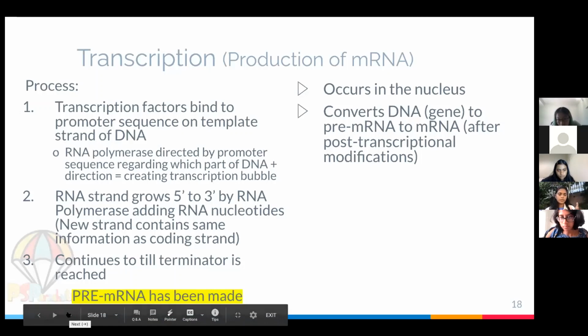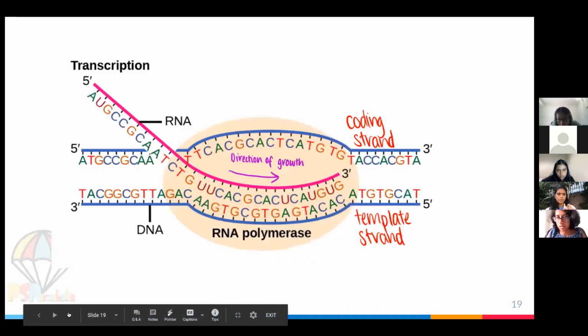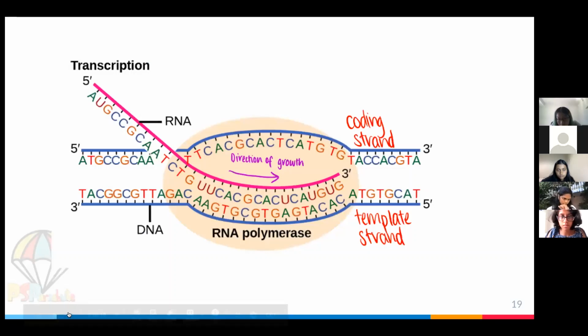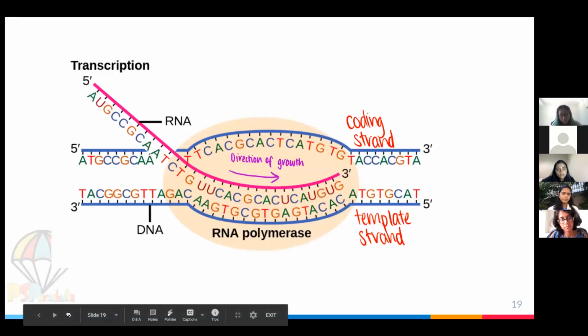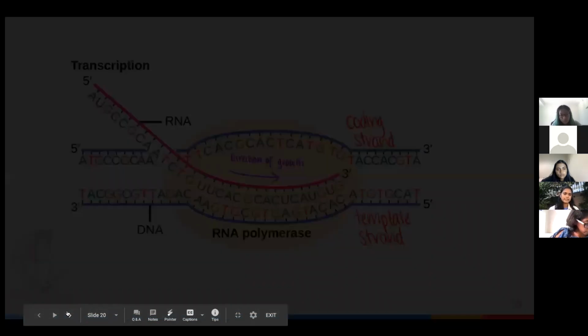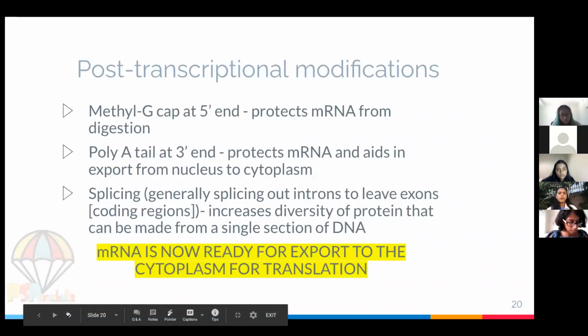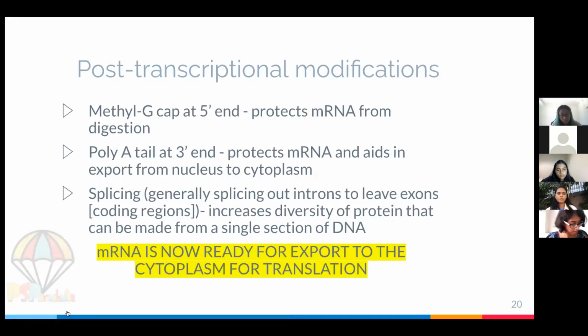And then if we were to go to the next slide, so that's the production of the pre-mRNA. Next slide. Okay, so post-transcriptional modifications are what convert pre-mRNA into mRNA for that mRNA to then be sent to the ribosome to actually produce proteins.